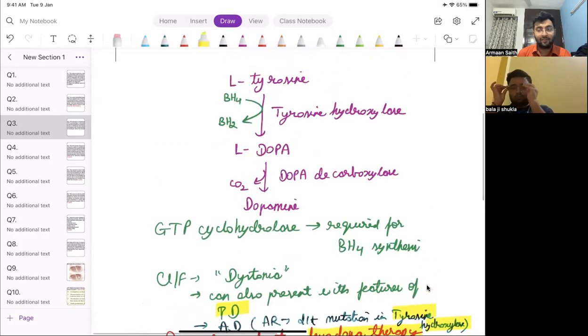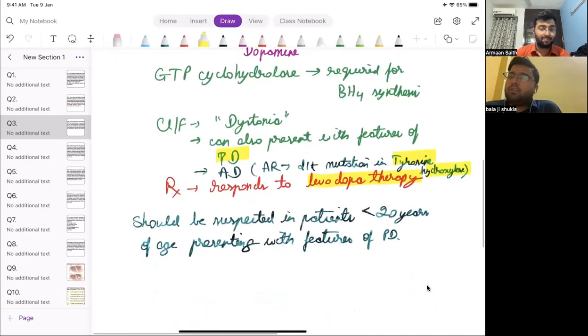As you can see in this pathway, a deficiency of tyrosine hydroxylase will also cause a similar effect as that of GTP cyclohydrolase deficiency. And it should be suspected in patients with less than 20 years of age presenting with features of PD, that is early Parkinson's disease.